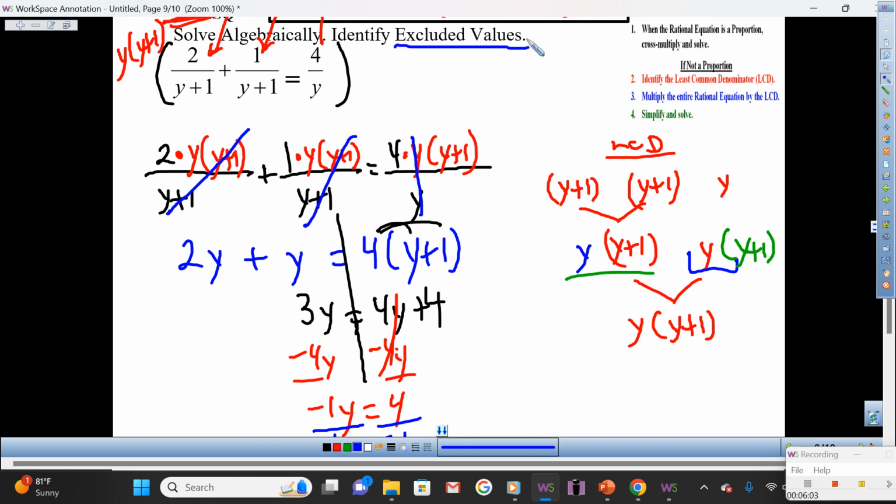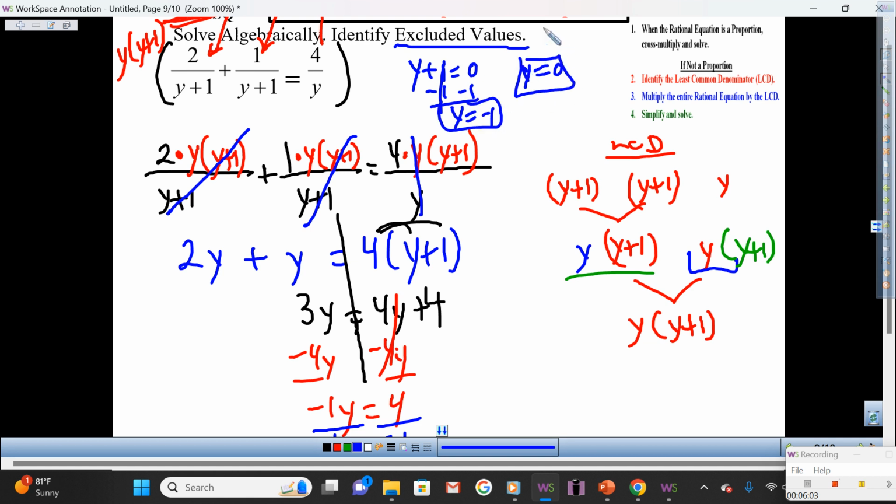Tell your neighbor what to write for excluded values. What do we write for excluded values? All right, tell your neighbor already? Okay, good. Help us out. Bailey, what do I write? y plus 1 equal to 0. y plus 1 again, but since we already have it, we're not going to redo it. And then y equal to 0. So therefore, minus 1, y equals negative 1, and y equals 0. Excluded values, negative 1 and 0.